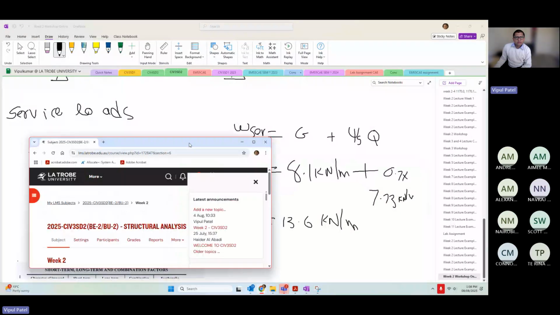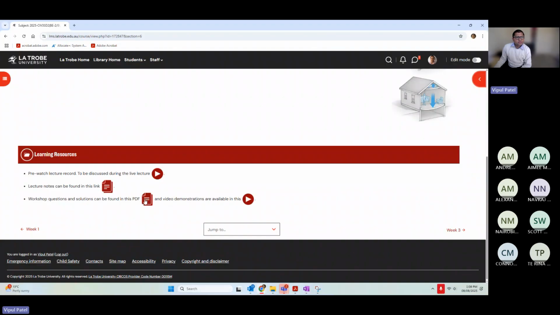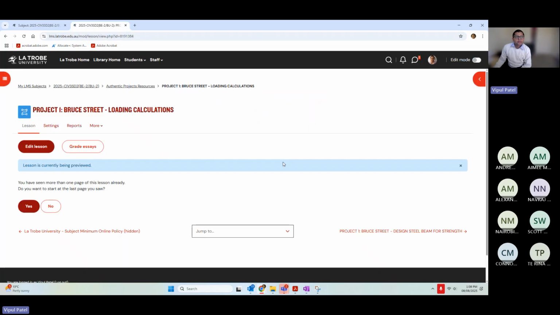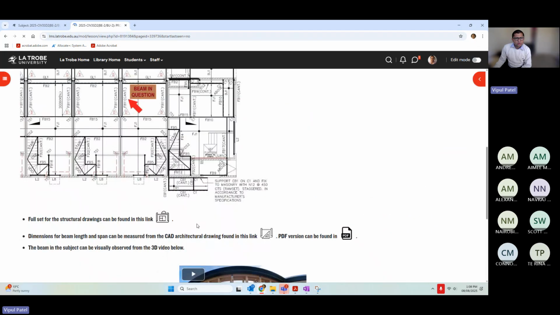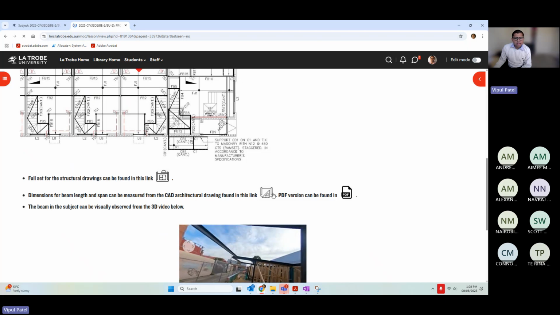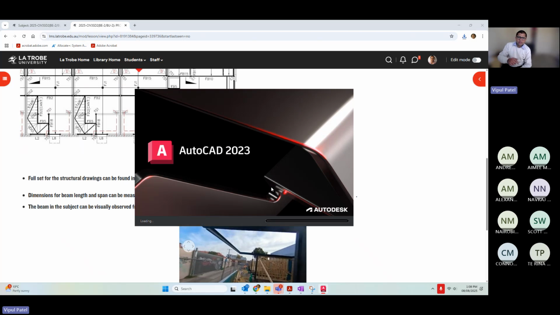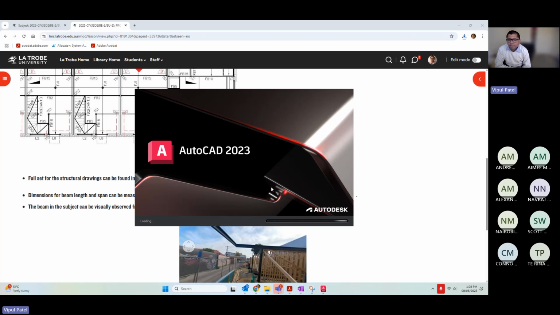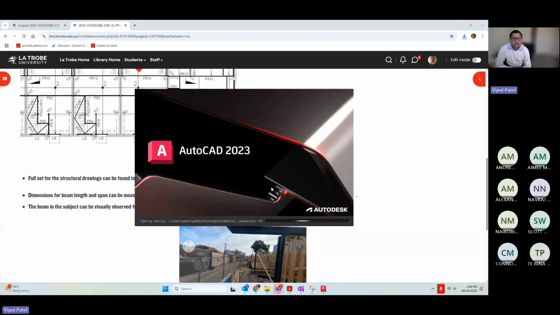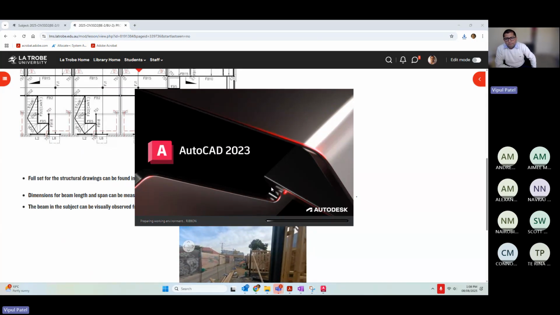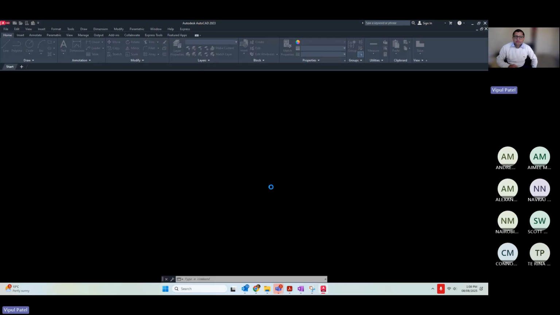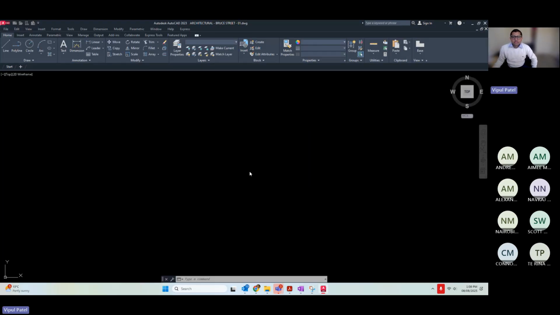Okay. So first of all, I will show you how to download the files. You go here. If you go to the workshops, click on here, then you go to this CAD architecture drawing and download that one. If you download this, it will open in AutoCAD. You know AutoCAD, right? I hope you know AutoCAD. First year, semester 1, long ago, but I hope you still have a sharp memory.